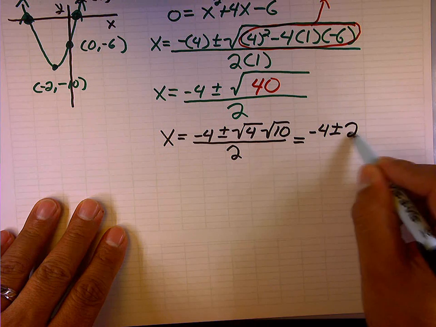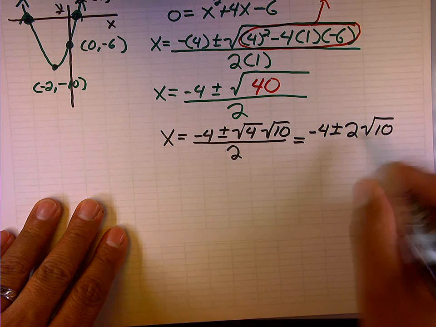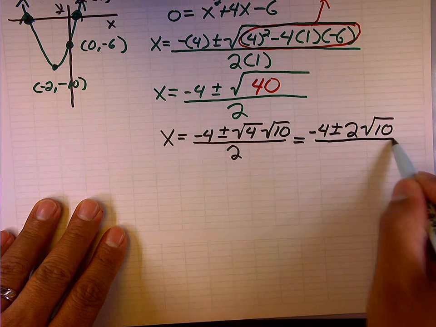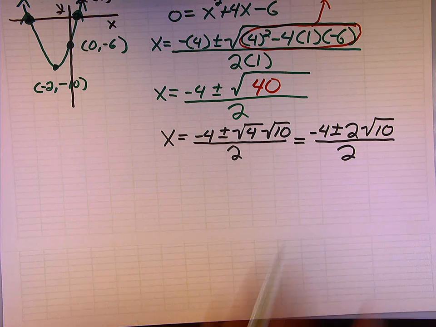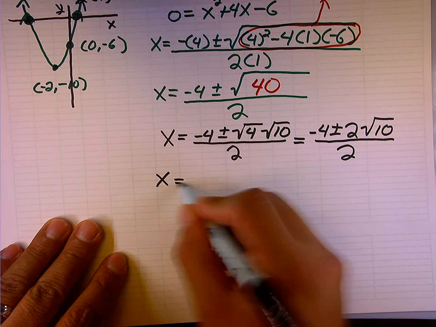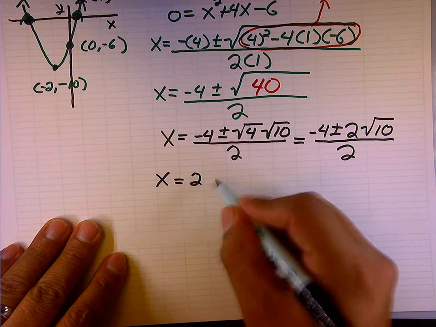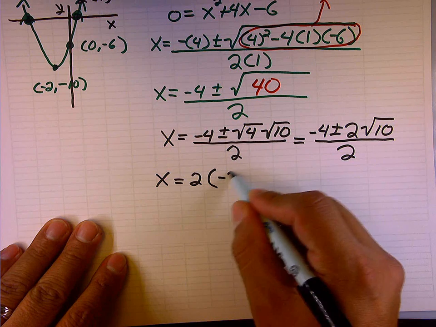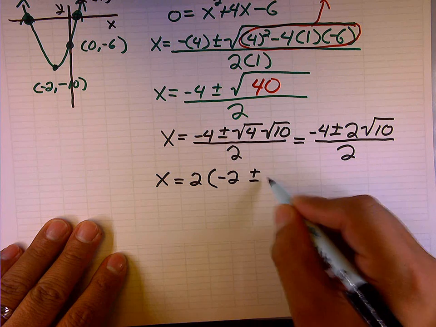So now what I have is negative 4 plus or minus the square root of 4 is 2 over the square root of 10, times the square root of 10 over 2. Now I'm going to look at my numerator and ask myself, what is the largest common factor, or the greatest common factor, in the numerator? That greatest common factor is a 2. I will factor it out and rewrite this in factored format.